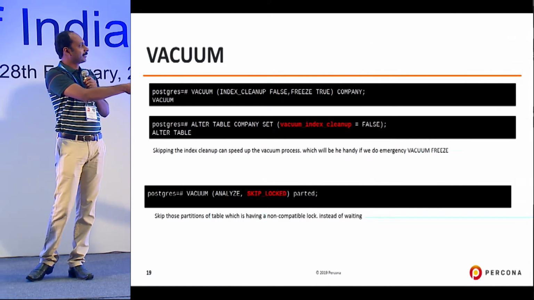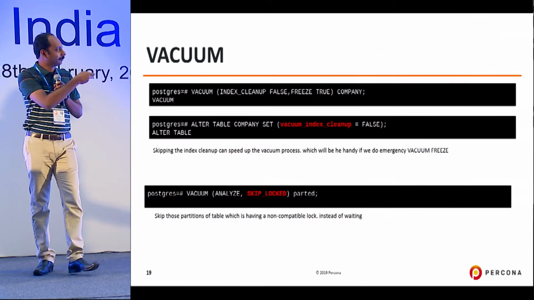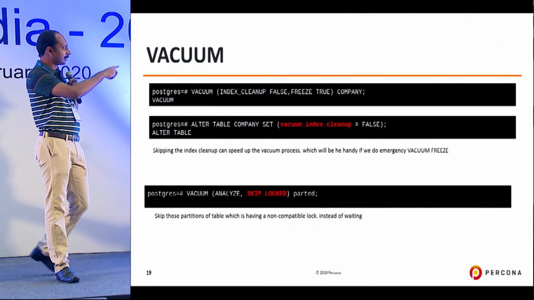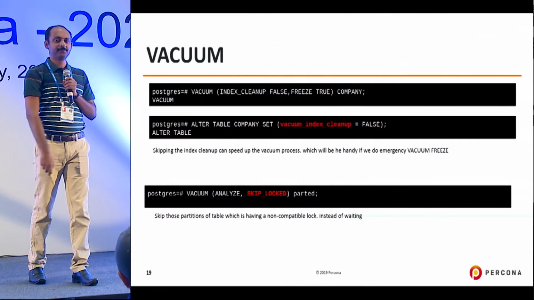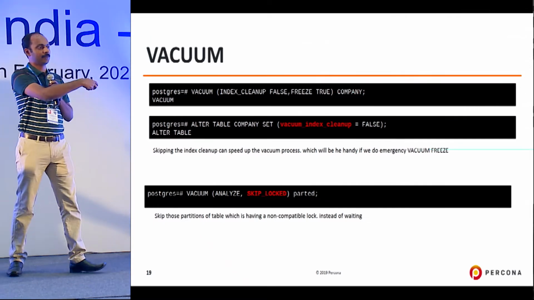The next option is SKIP_LOCKED. The partitions which are undergoing some transactions will be skipped here. So we have all these new options for fine-tuning the vacuum.